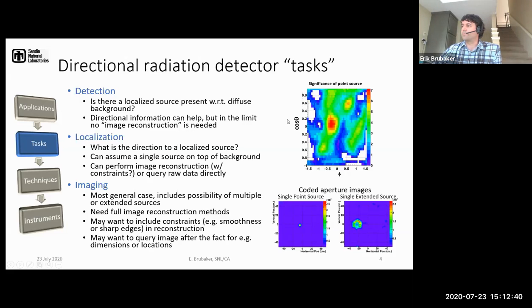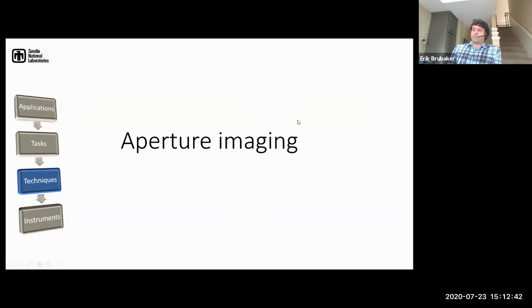Let's just go on. So in that context, I'm going to talk about aperture imaging. And I'll first take a few minutes to tell you what I'm not going to talk about.